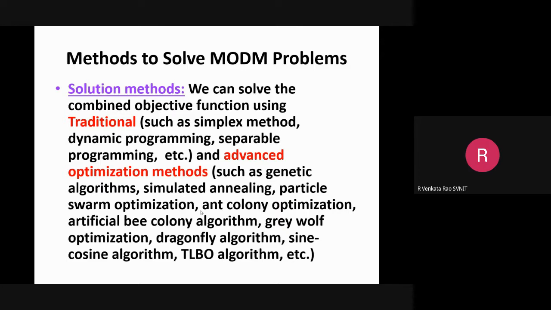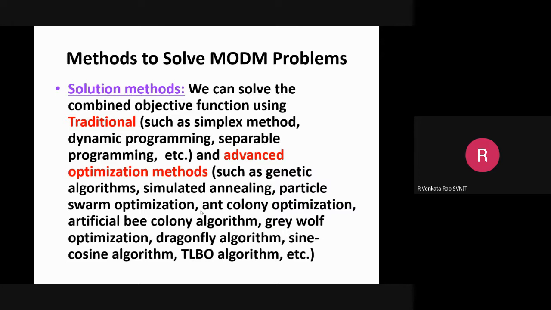And at the same time, I say don't look down upon the advanced optimization algorithms either, though they have their own demerits. In general, I say whether traditional methods or advanced optimization methods, we should not be biased. Sometimes some problems can be easily solved by the simplex method as compared to the so-called advanced optimization methods. That also we have experienced.